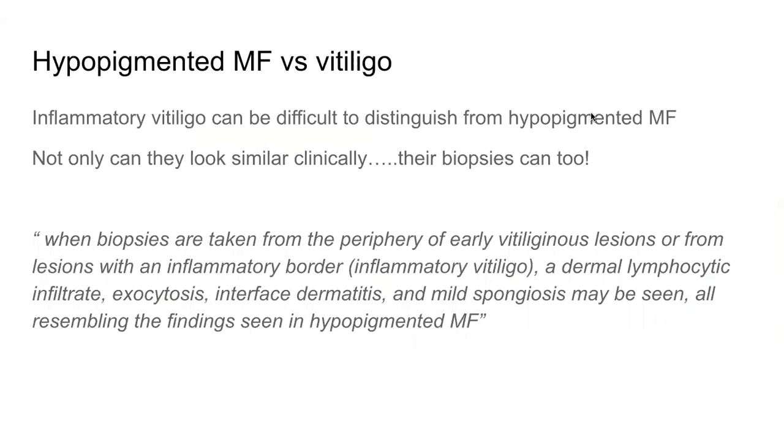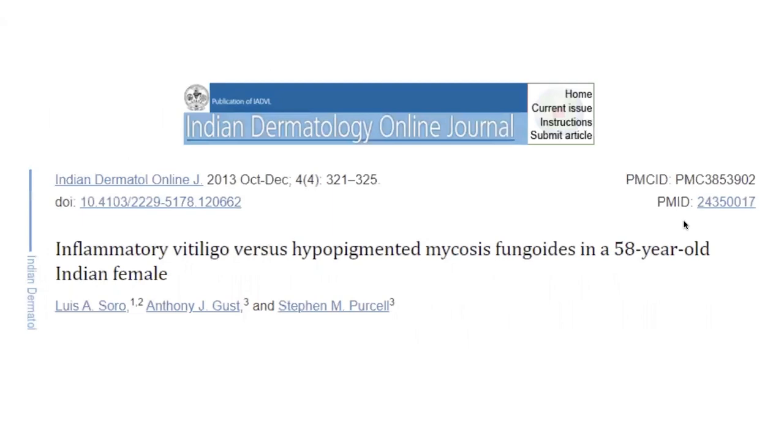Vitiligo, and specifically inflammatory vitiligo, can be very difficult to distinguish from hypopigmented MF. They can look similar clinically, but also their biopsy findings can be similar as well. And this is a quote from a case report, which I'll go through on the next slide. The authors comment, when biopsies are taken from the periphery of early vitiligo lesions or from lesions with an inflammatory border, such as in the case of inflammatory vitiligo, a dermal lymphocytic infiltrate, exocytosis, interface dermatitis, and mild spongiosis may be seen, all resembling the findings seen in hypopigmented mycosis fungoides. Very confusing.